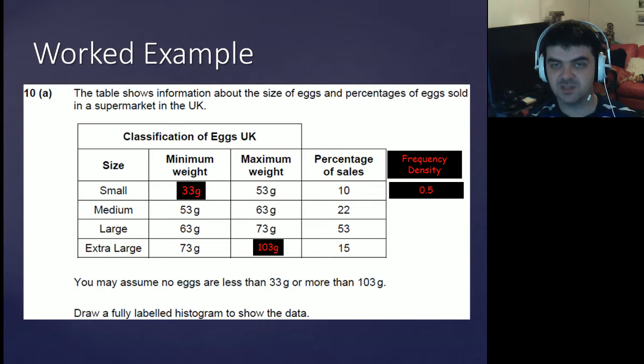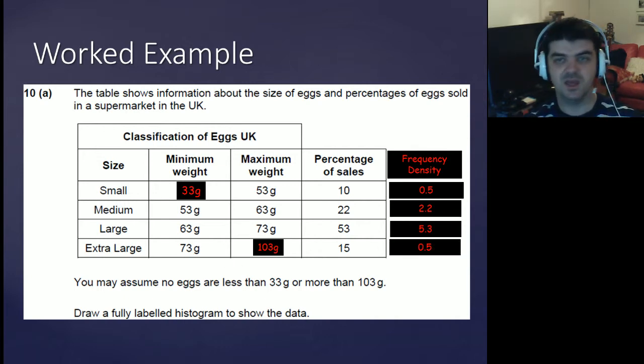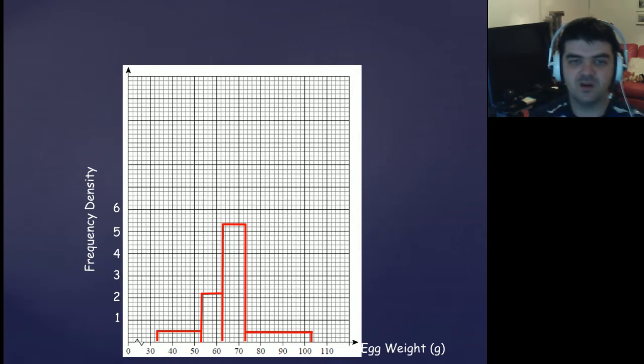Similarly, the next one is 22 over 10, which is 2.2. With 53 over 10, which is 5.3. And the last one with 15 over 103 minus 73, which is 30. 15 over 30 is 0.5 again. And voila, we get our histogram to look like this.